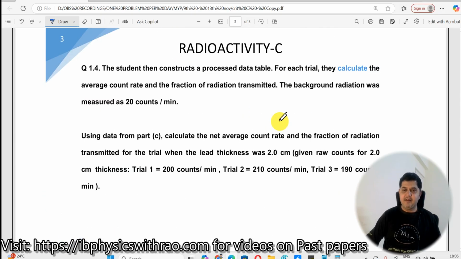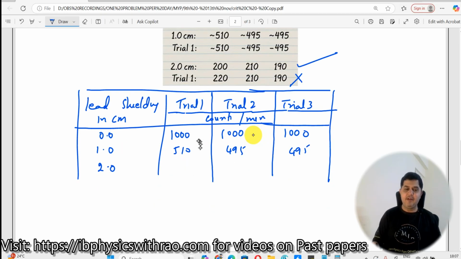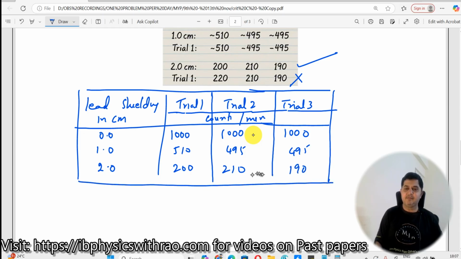here before coming back. Because in the next question I have observed that the lead thickness was 2 centimeter, given the raw counts for 2 centimeter thickness, 200, 210, 190. Now check for which one matters. 200, 210, 190, 200, 210, 190. This has been used, this has been discarded, right? So therefore, we will use this one once again. Yeah, we will use 200, 210, 190. Close it. That's it. Okay, we come to it.